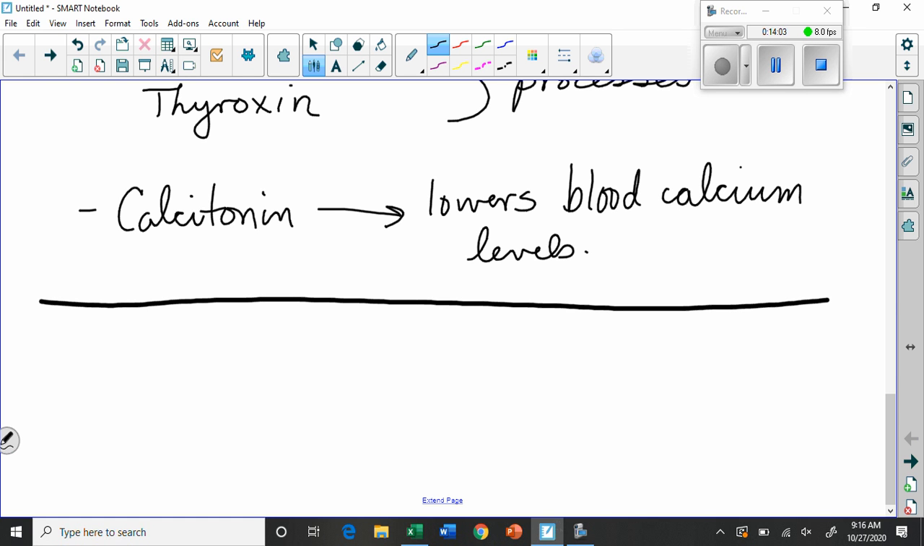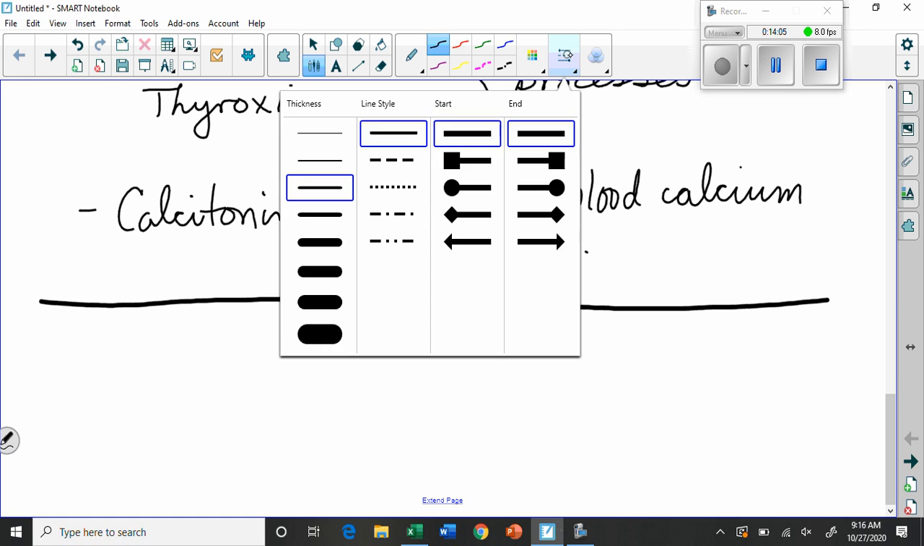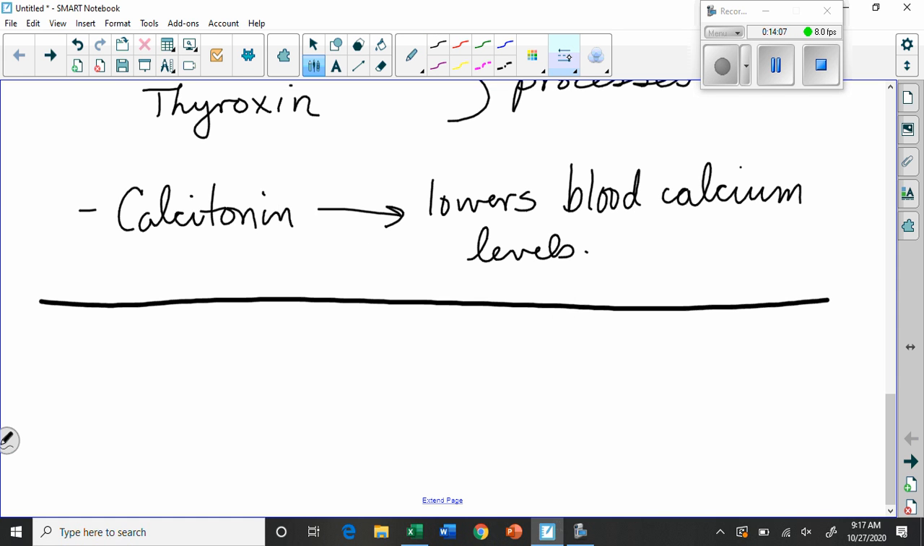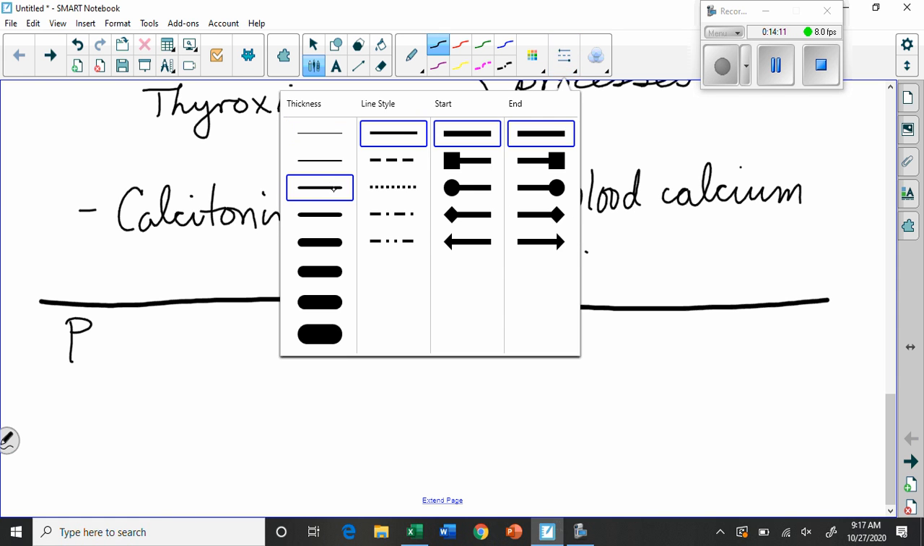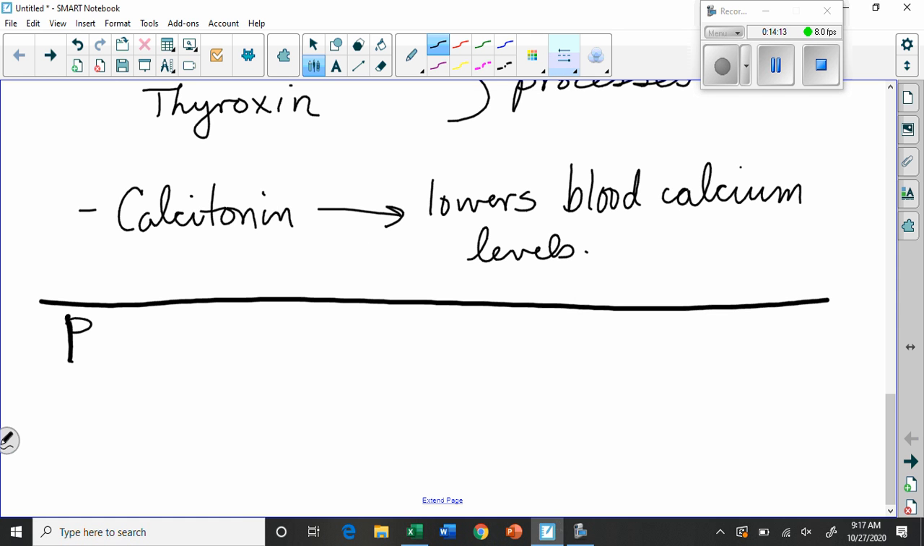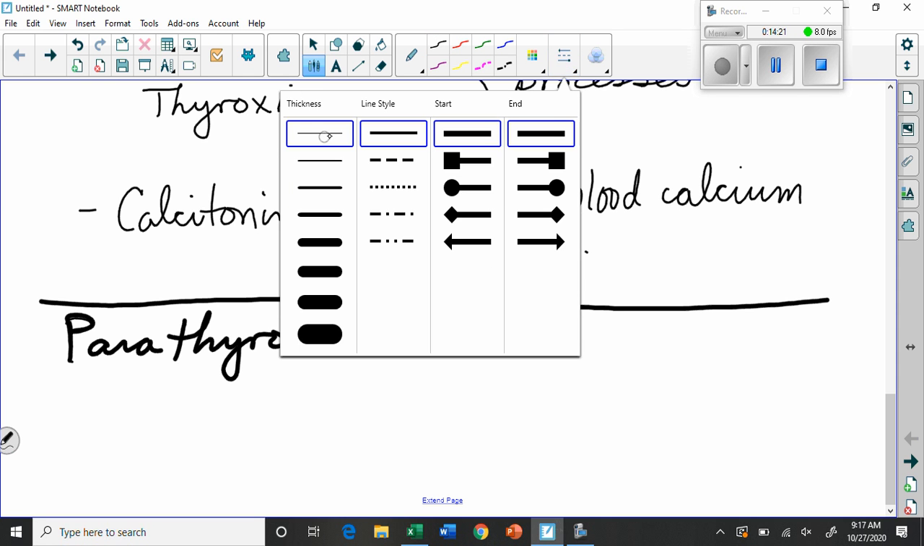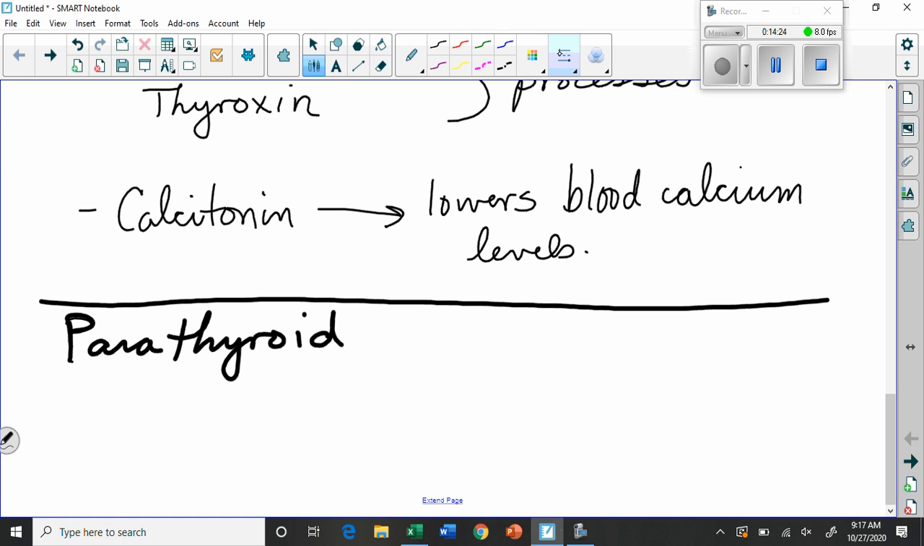Then right around the thyroid is what's called the parathyroid gland. The parathyroid, which basically just means around the thyroid. So it's named for its position. And it secretes parathyroid hormone. That's a pretty easy one to remember.